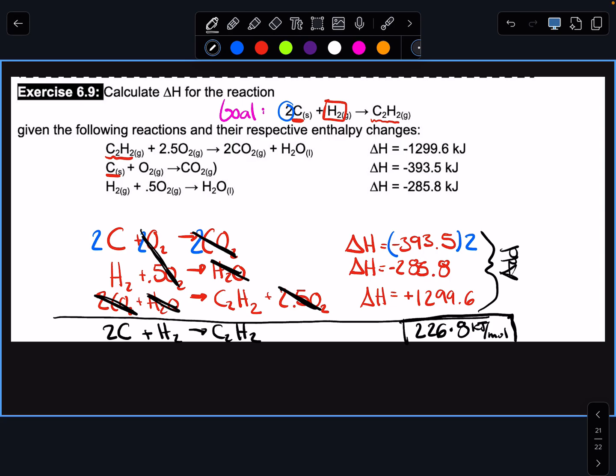So, yeah, Nathan? And it would be endothermic, yes. Michael? For multiplying by 2, for the negative 393 times 2, it doesn't become positive because it's 2 times negative 393, so it stays negative. Does that make sense? Yeah. So the only time the sign changes is if you flip the equation.